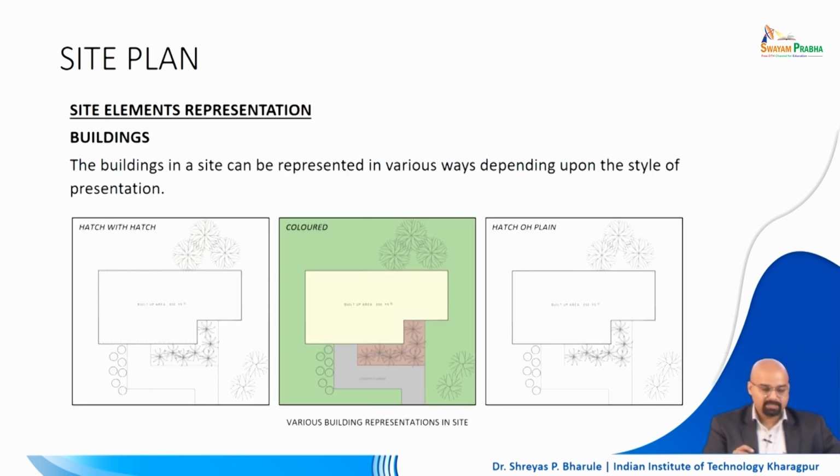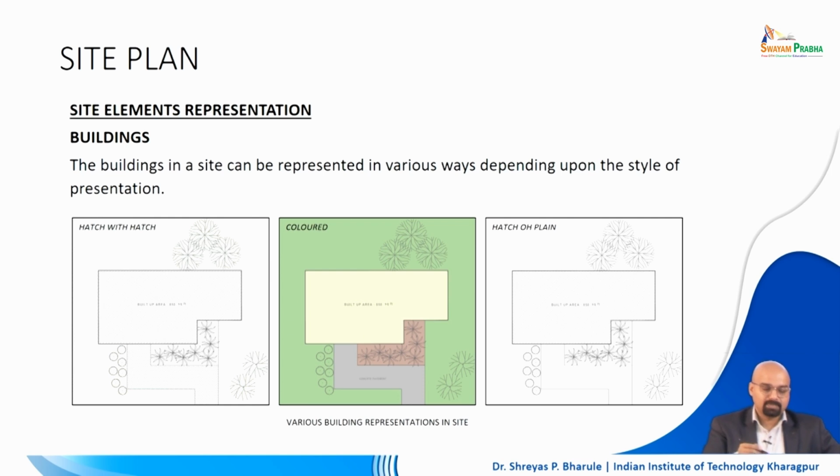Next, this is an example. In case of your buildings, these are various ways you can represent the building on a site, depending on the style of presentation you want. If you remember, in some of the previous modules, we talked about elevation and hatching, and I gave an example of the sand plaster which is to be done on the facade of a building.